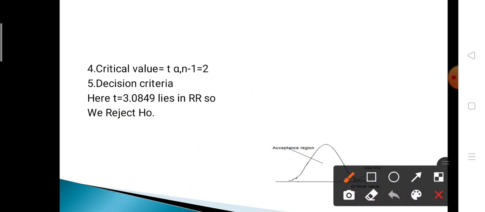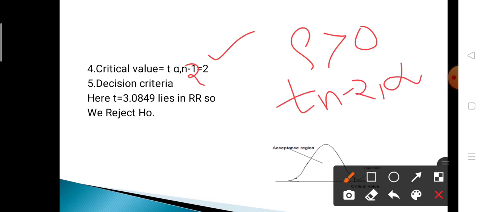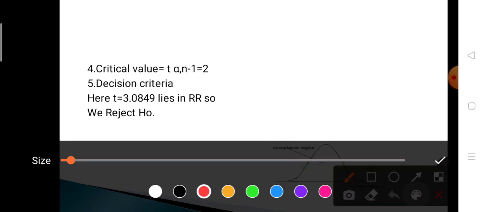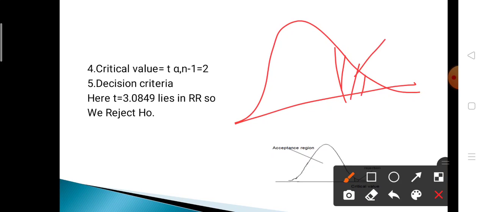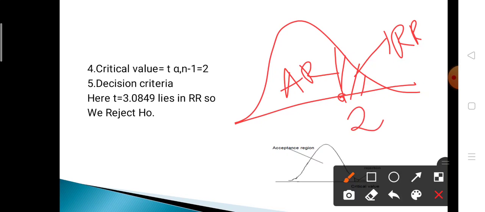Now the last step is the table value and decision criteria. Here the table value given in the example is 2. The given test is rho is greater than 0, that is a one-sided right test. So the degrees of freedom is n minus 2, and we look up the value for alpha only, because the test is one-sided right. For the decision criteria, since it is a one-sided right test, there is only one rejection region, on the right side. This is the rejection region and this one is the acceptance region, and this point is the positive table value, which is 2.